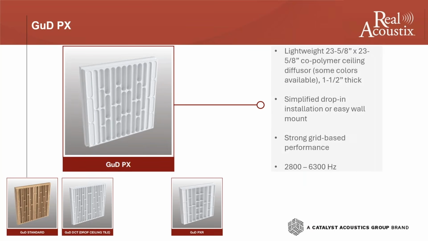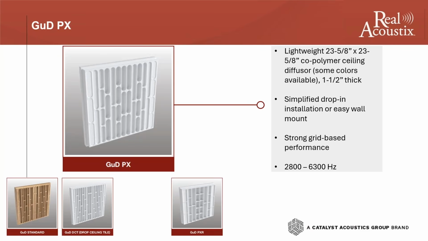For a lighter weight version, the GuD PX is our thermo-molded product, again, capable of easily being dropped into a grid. It does lower the performance a bit. Obviously, we're losing a bit of that stiffness, a bit of that weight and density that makes the original GuD so effective. So its operable window is 2800 to 6300 hertz.